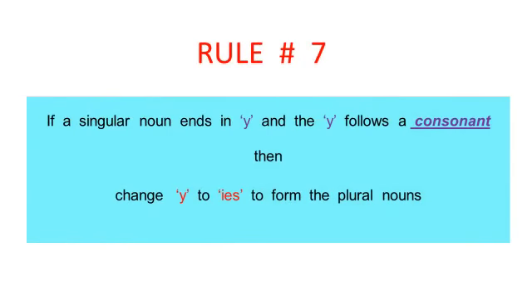Rule number 7. If a singular noun ends in Y and the Y follows a consonant, then change Y to IES to form the plural nouns. Understood, children? That means you have to check a word which ends with Y, which letter does it have before Y? You have to check the letter before Y. If it is a consonant, then drop Y and add IES. Okay, let us see some examples.